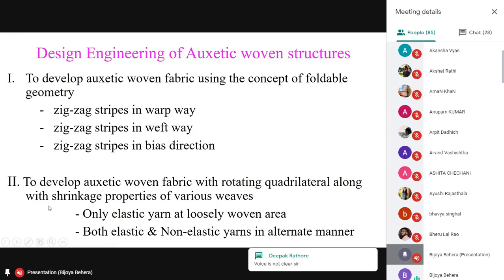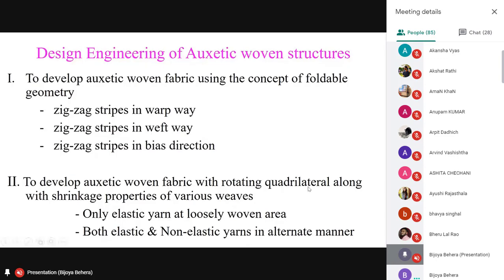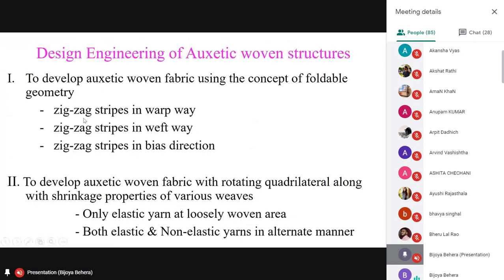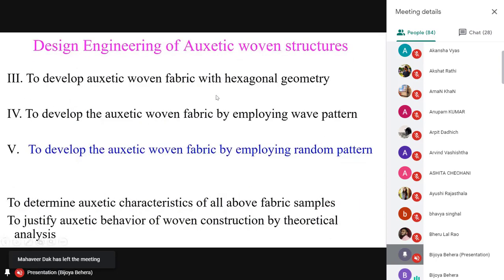The second is to develop auxetic fabric by rotating quadrilateral. I will show you both the diagrams subsequently. So in this, the first one has 3 samples. This here has 4 samples. Then here it is to develop auxetic weaving by hexagonal geometry. I'll come to all these geometry independently.